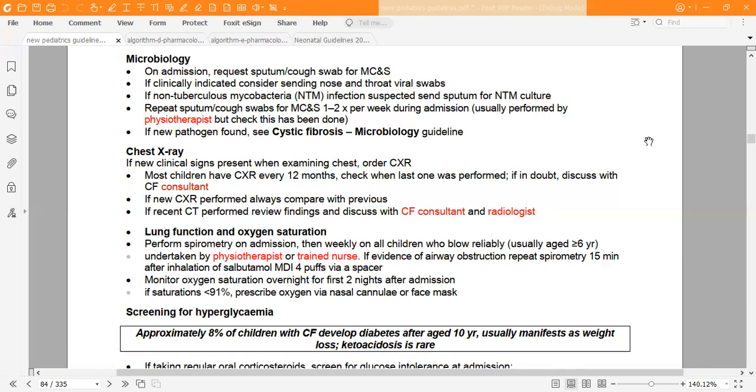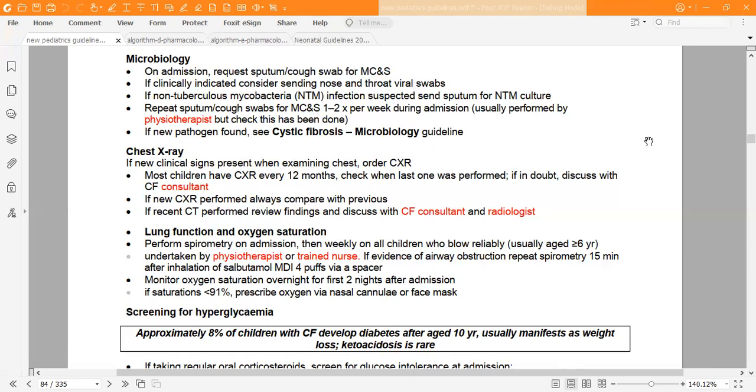If a recent CT was performed, review the findings and discuss with the CF consultant and radiologist. You have to involve the radiologist in this as well, because he is the only person who can read the CT scan for you perfectly and in the right way. So you involve your CF consultant and the radiologist if you need to do a CT scan.